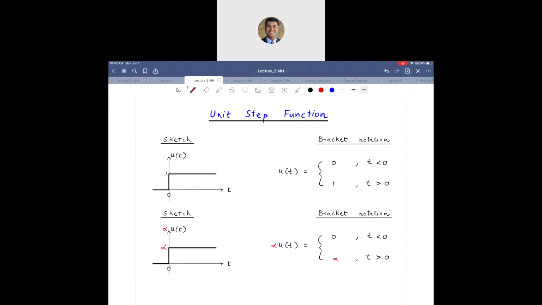So it's going to be 0 for time less than 0. However, for time greater than 0, it's going to have a value of alpha. So that's alpha u of t. So 5 u of t, 10 u of t, for example. All you're doing is increasing the amplitude, the strength of the signal. So that's your unit step being dealt with in a very strict mathematical sense.